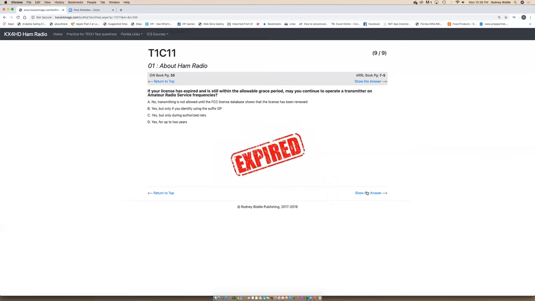If your license has expired and is still within the allowable grace period, may you continue to operate a transmitter on amateur radio service frequencies? Our options are: no, transmitting is not allowed until the FCC license database shows that the license has been renewed; yes, but only if you identify using the suffix GP; yes, but only during authorized nets; or yes, for up to 2 years. Our answer is no. Transmitting is not allowed until the FCC license database shows that the license has been renewed.